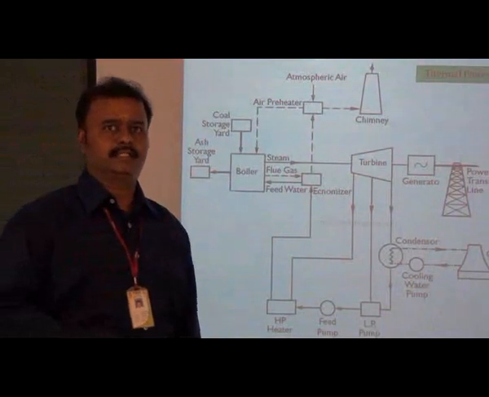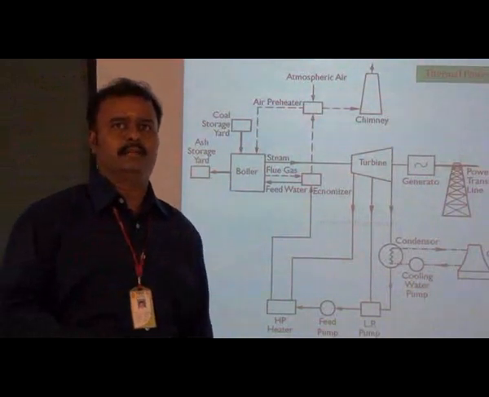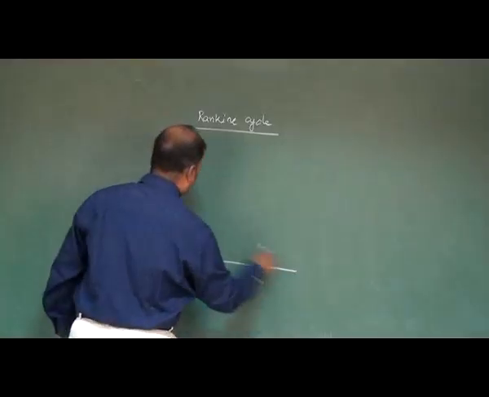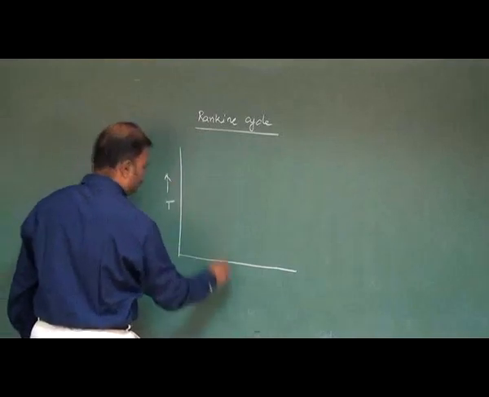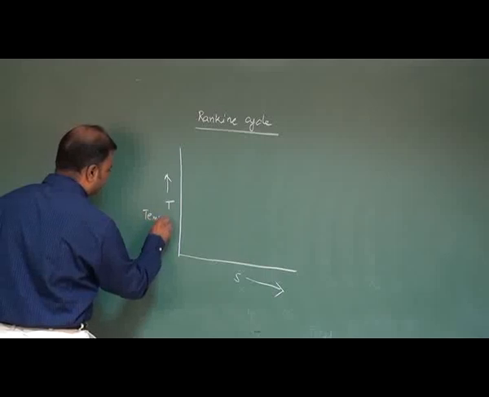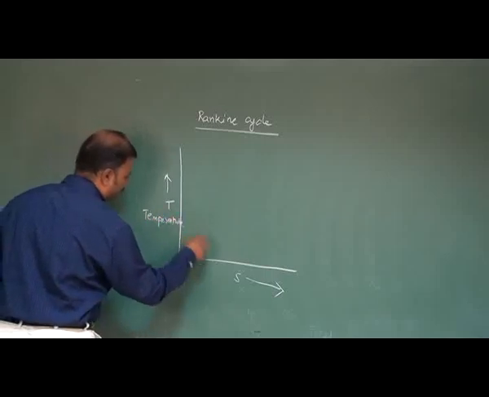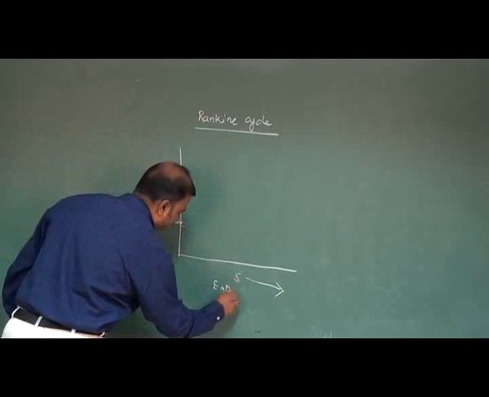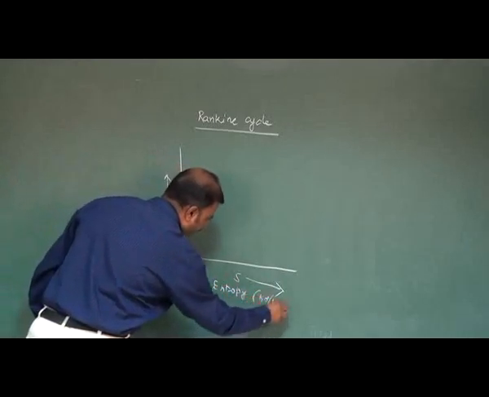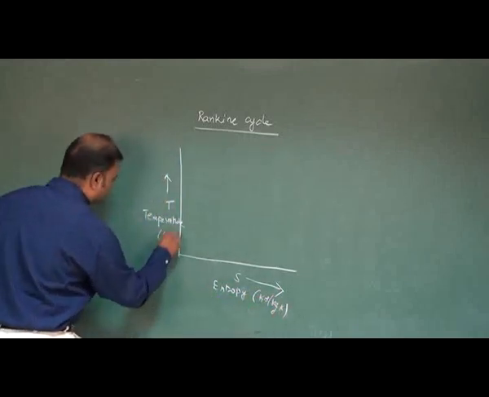Now let me see the Rankine cycle. The thermodynamic cycle for the thermal power plant is the Rankine cycle. To draw the TS diagram for the Rankine cycle, this is temperature, this is entropy. The unit for entropy is kilojoule per kg Kelvin. So this is degree centigrade.